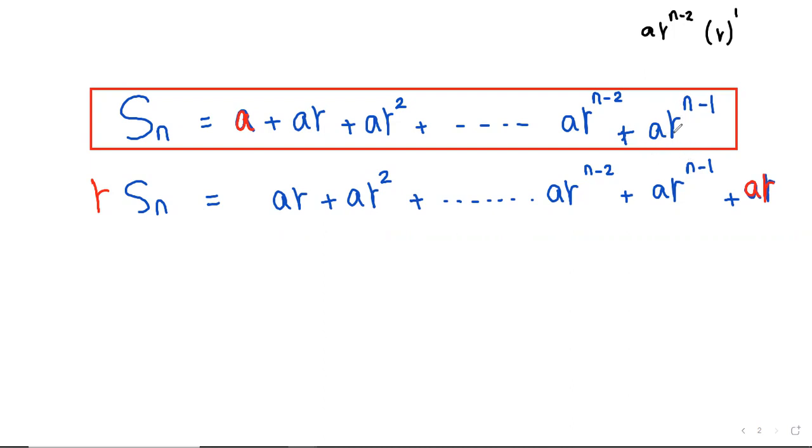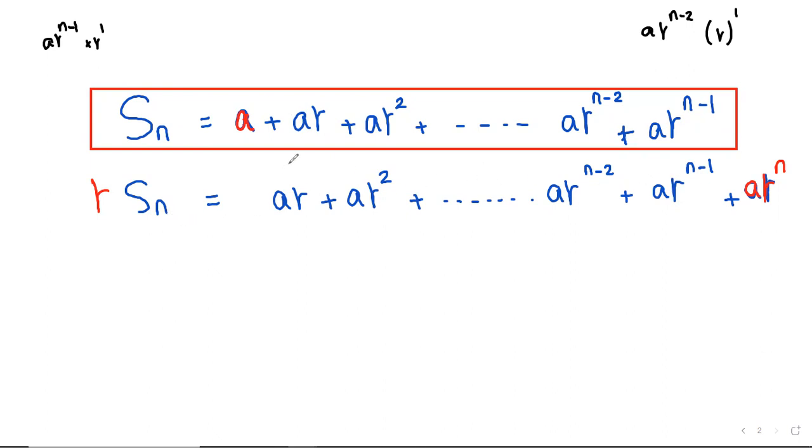And when multiplying ar to the power of n minus 1 by r, it's r to the power of 1, so it will be ar to the power of n. So we have here two equations. The first equation is Sn equals all these terms, and the second equation is r multiplied by Sn equals all these terms.